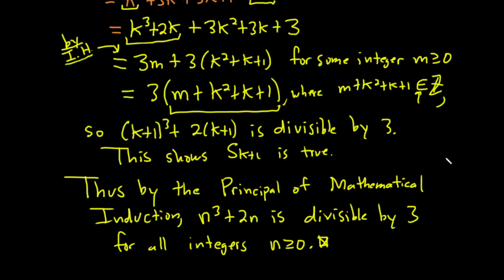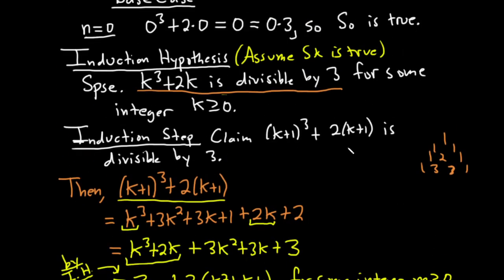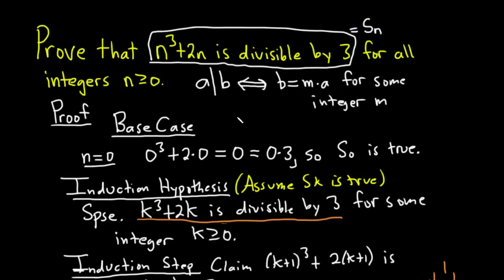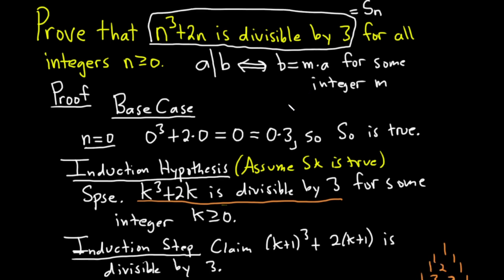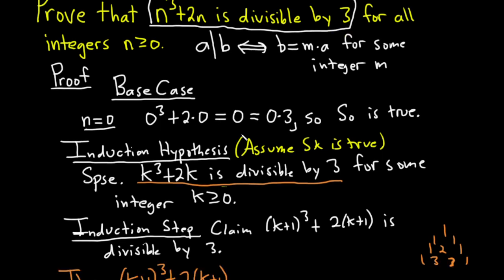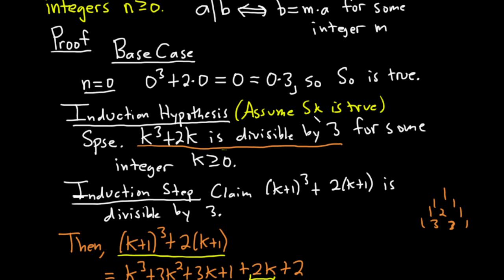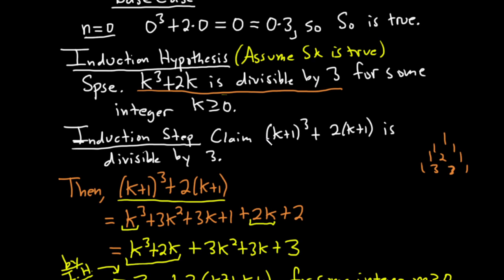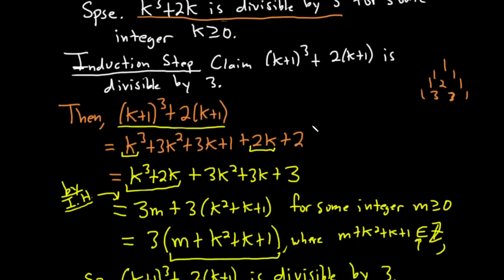So if you're doing this for fun or whatever, this would be a correct way to do it. So again, the labeling of the steps I think really helps. And the key thing in this problem is really to just understand what this means. n cubed plus 2n is divisible by 3 means that it's a multiple of 3. So you show the base case. And again, when you're showing the base case, you show it's true for the smallest integer in question. In this case, it was 0. In the induction hypothesis, you assume that your statement is true for some k greater than or equal to 0. In the induction step, you show it's true for k plus 1. And we did that here.